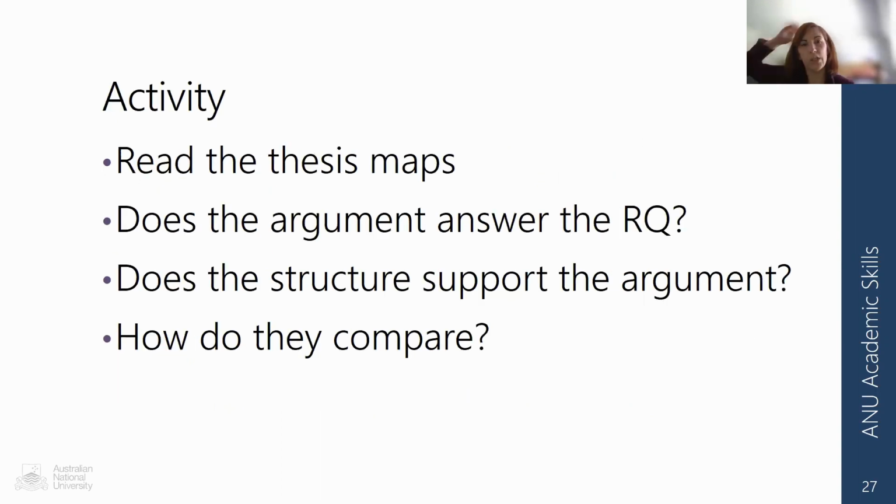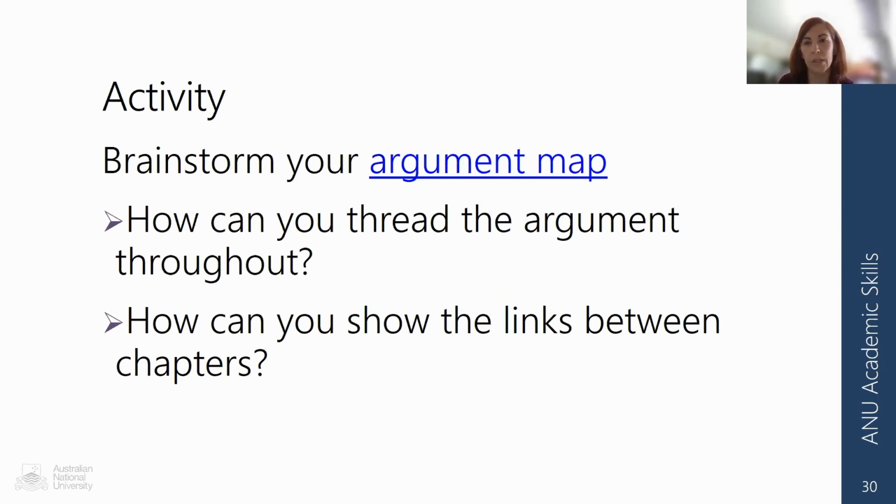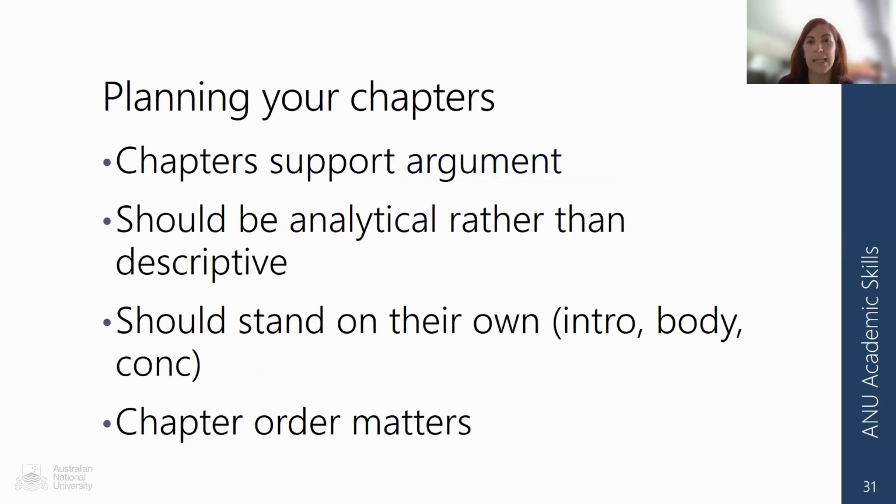Okay, so we suggest you think about reading some example thesis maps, creating your own, but thinking about how well the argument answers the research question, how well the structure supports the argument. If you read a couple, how do they compare? So we suggest you fill out your own argument map. It's easy to find, and if you just Google Thesis Structures, ANU, it will be right there as a reference document. And then think about how can you thread your argument throughout your chapters? How can you show those links?